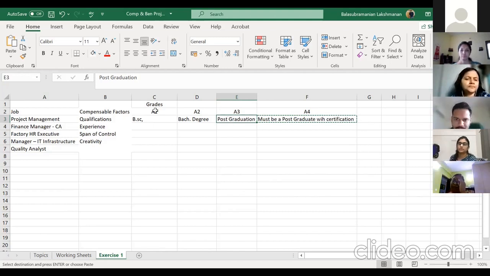Right. You don't write different grades again. Vimal, I have a question now. I'm just thinking whether we have to do it for each of the jobs that you shared, or whether generally you're asking us to create a template.